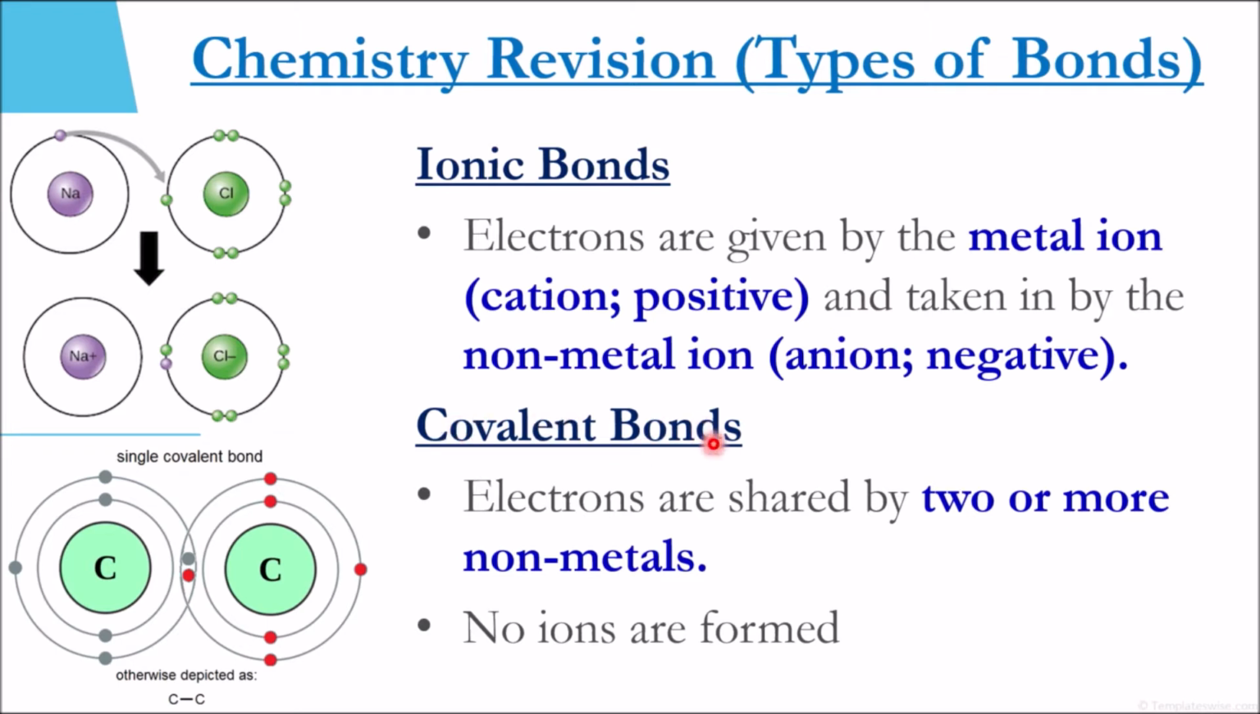Covalent compounds or covalent bonds are different. Electrons are shared between 2 or more non-metals. So we have 2 carbon atoms. They are sharing their electrons together. They don't form ions. You can see the main difference. The chlorine has a full valence shell by taking in that electron. This carbon and this carbon here, they actually are holding the electrons together. So this is the concept of sharing.